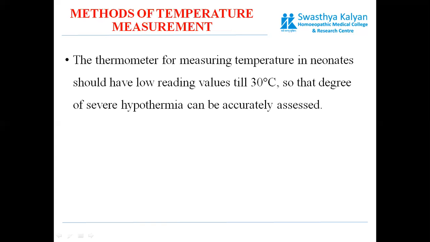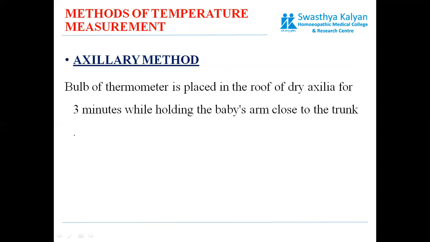Now here we are discussing the methods of temperature measurement. Before measuring the temperature, we have to keep in mind that we use a thermometer which has a low reading value till 30 degrees centigrade, so that we can accurately assess the degree of severe hypothermia. Basically there are three methods of temperature measurement. The first method is the axillary method.